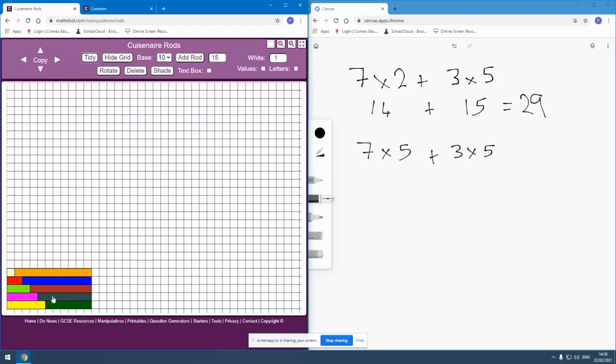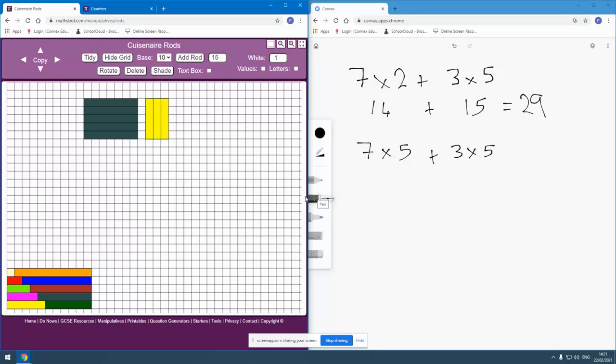And if I model that to say, right, well, here's 7 times 5, and this is a representation for 7 times 5 using, again, an area model of multiplication, and this is 3 times 5, but I'm going to rotate those around compared to what I had before.